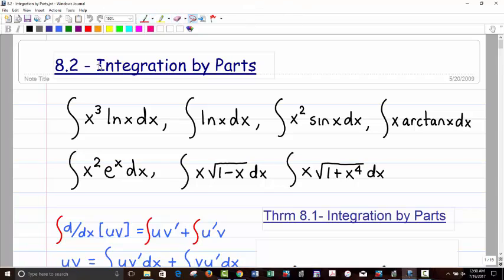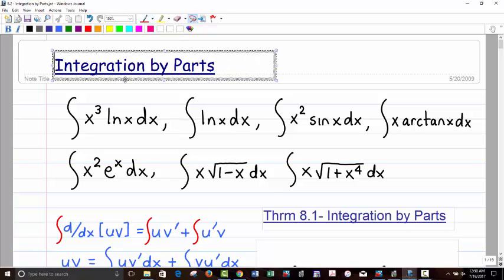I probably should get rid of that for future reference, because as this evolves into different textbooks, it will undoubtedly have a different section number. So let's take a look at what integration by parts is all about.